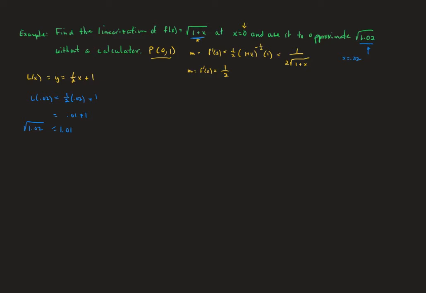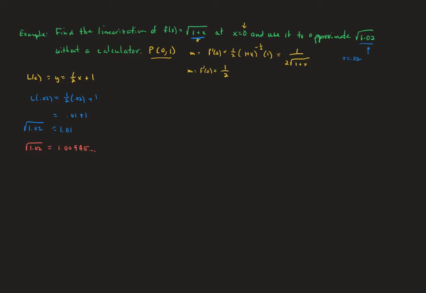Now, if you want to see how good an approximation that is, throw it onto your calculator. If you take the square root of 1.02, I think it's going to say something like 1.00995, and then it's going to go on and on. So you can see that if you rounded that to 3 decimal places, we'd be spot on, because that's exactly what we got just using our tangent line. Now, the further away you go, the poorer the approximation.